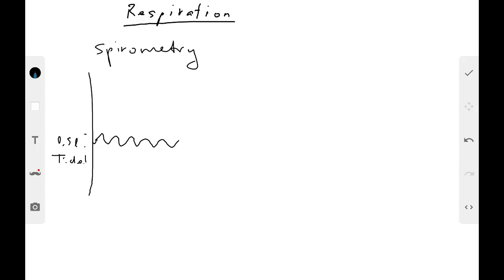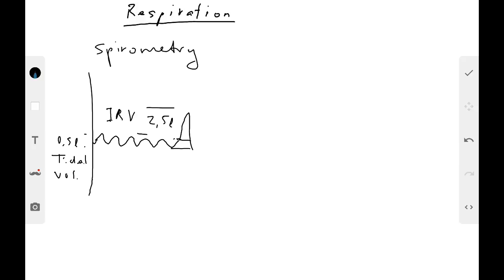Tidal volume. So circa 500 ml going in and out during each respiration. After the quiet inspiration, the person may additionally inspire about 2.5 liters of air. This volume is called inspiratory reserve volume. Inspiratory reserve volume, about 2.5 liters.